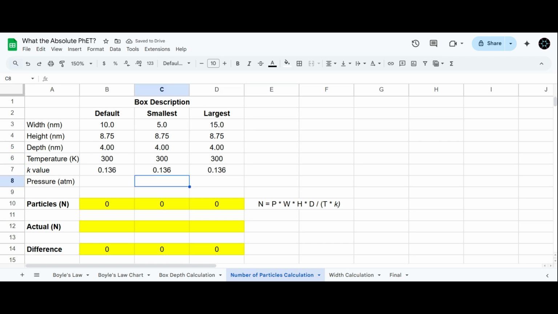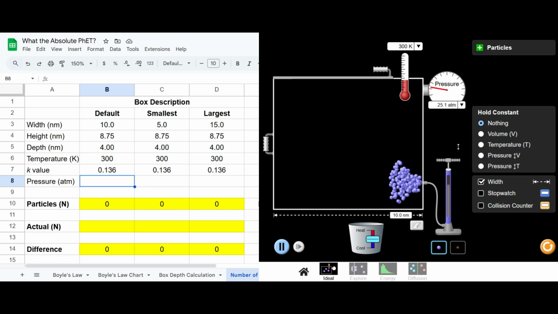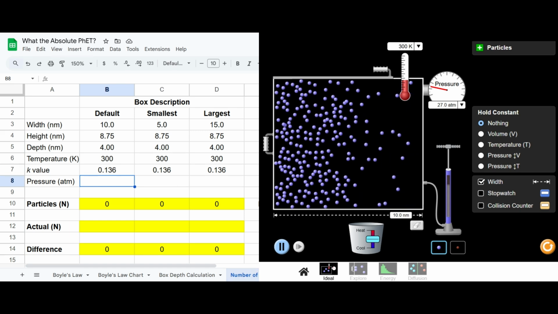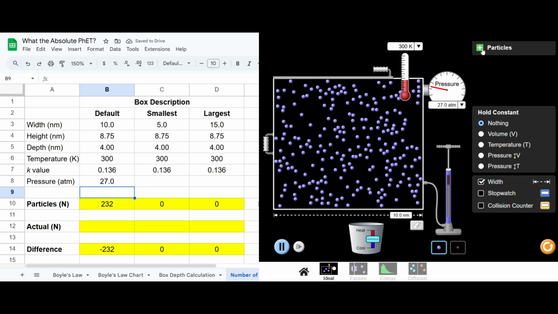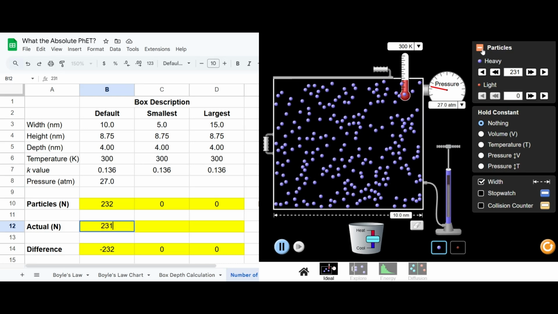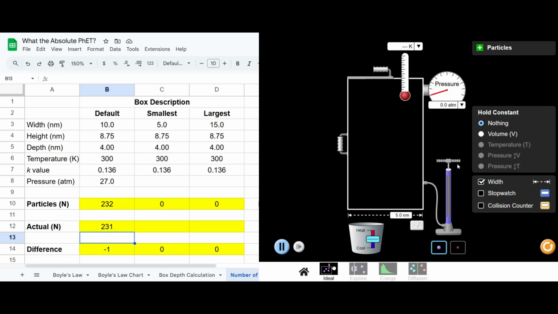Now, before you worry about any funny business, I can hide the number of particles in the simulation and use the pump to add a random number of particles into the box. The pressure inside the default box is 27 atmospheres, and my calculator estimates there are 232 particles in the box. It turns out it is actually 231, which is more or less exact. Perhaps I got lucky, so let's look at the smallest box.